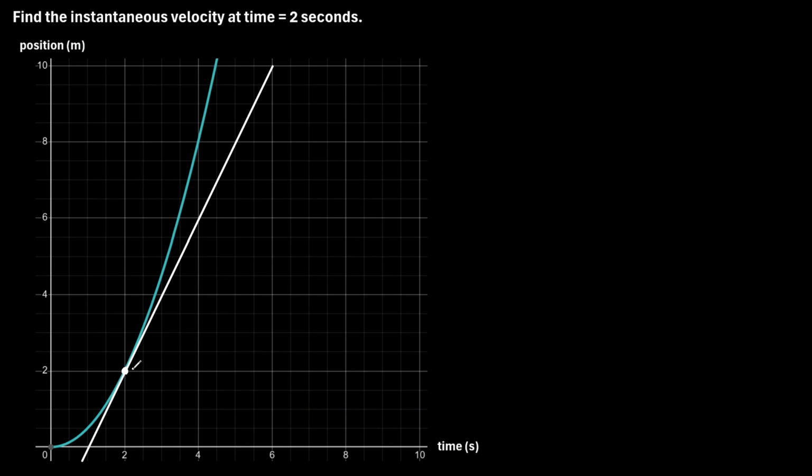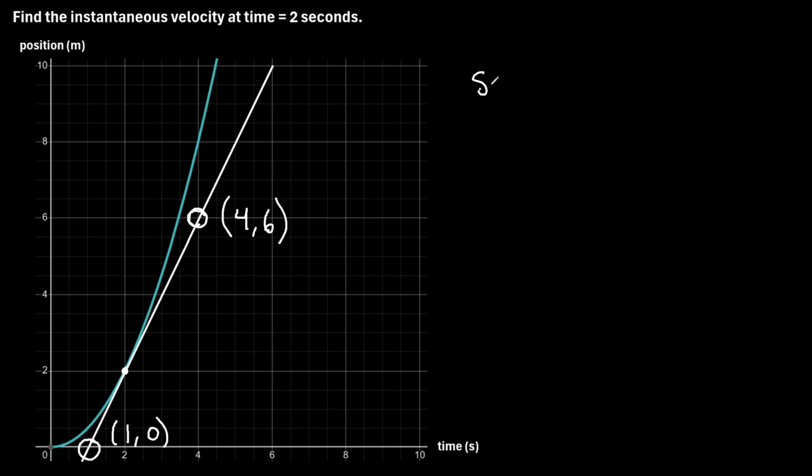Now we just need to calculate the slope of this tangent line. The easiest way to do it is to identify 2 points on this tangent line that are convenient to use, or that have whole numbers as their xy coordinates. For example, this point right here on our tangent line looks like the xy coordinate 4, 6. So an x value of 4, a y value of 6. And if we look down here, this point on our tangent line looks to be an x value of 1 and a y value of 0. So we can use these 2 points to calculate the slope of this line.